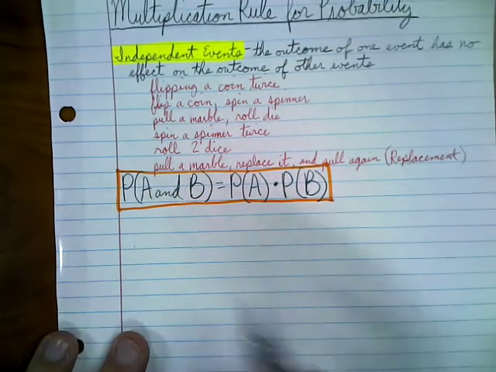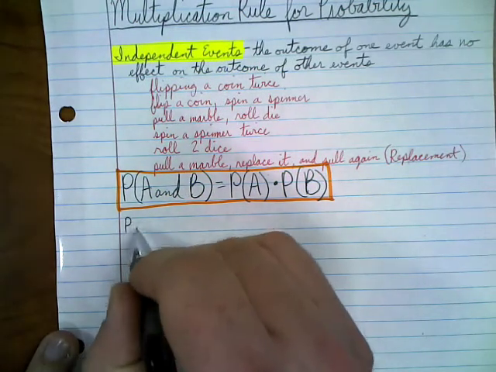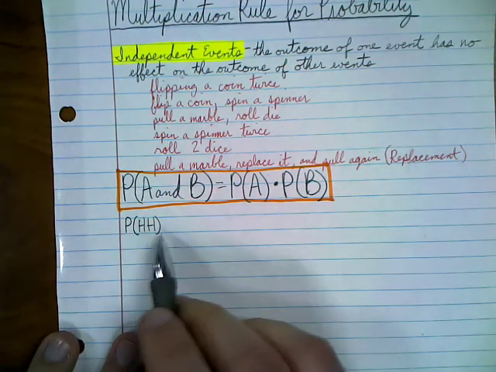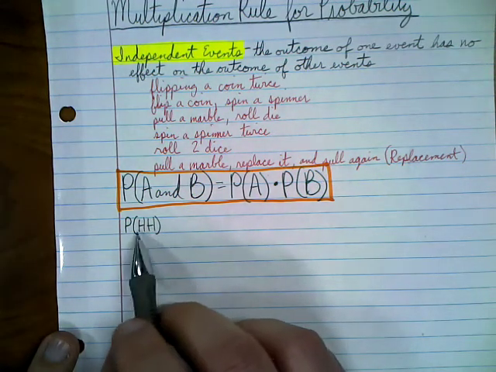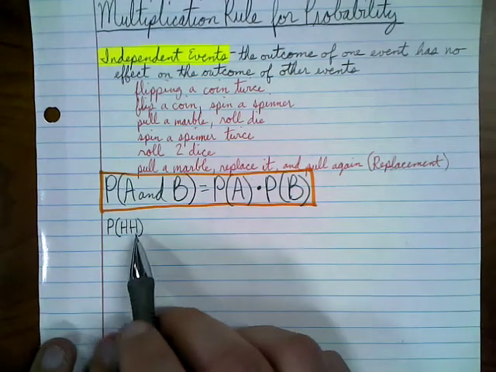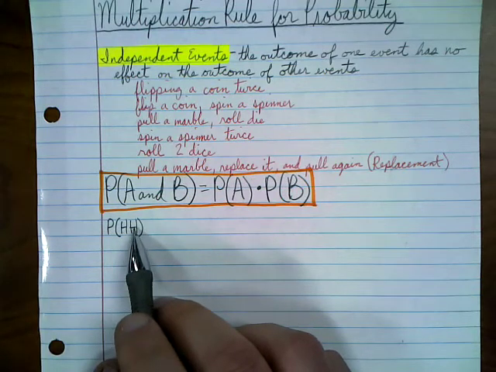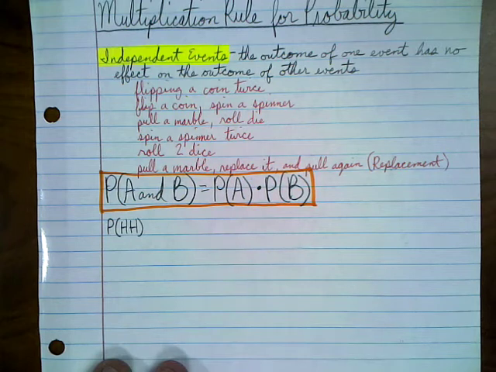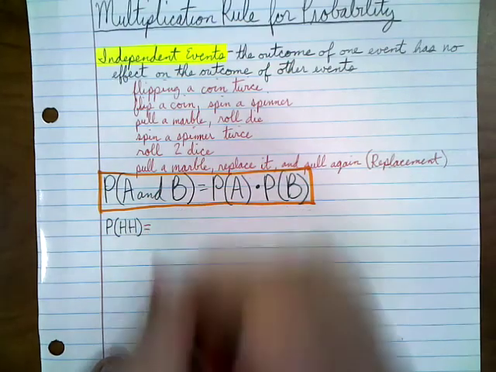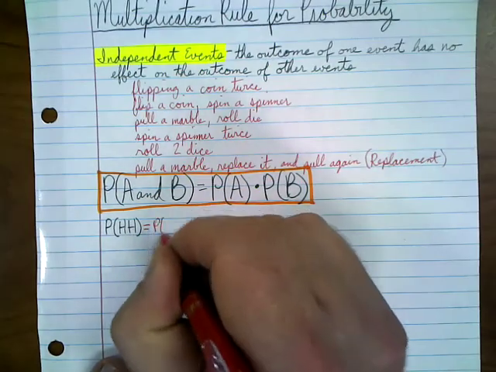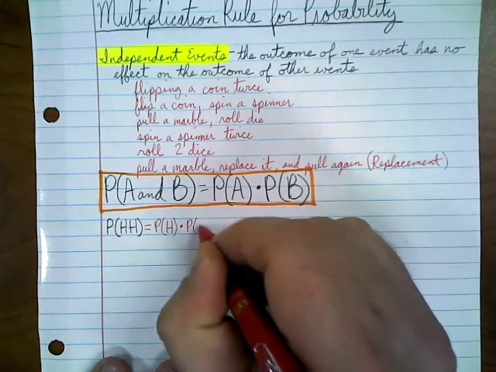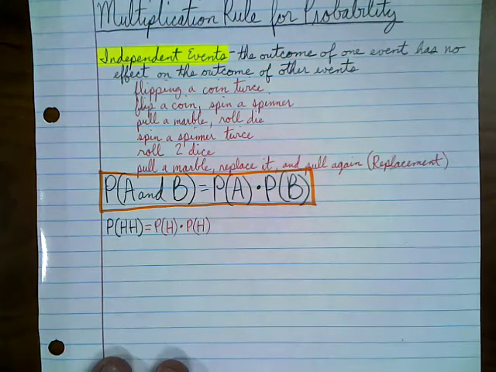So the probability then of flipping a coin twice and getting heads both times. So if I want to find the probability of getting heads both times, so this is getting heads and then heads again. This means, since they're independent, that we're just going to find the probability of getting heads the first time, and then multiply that by the probability of getting heads the second time.